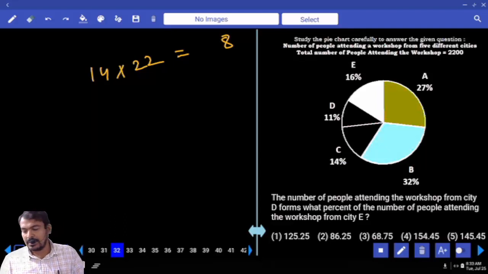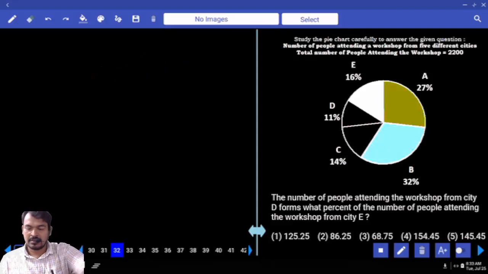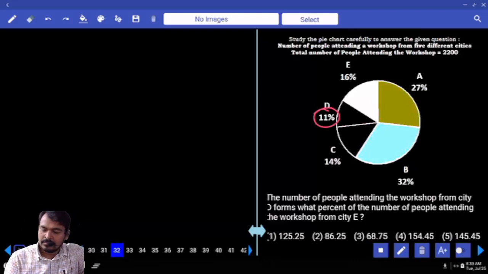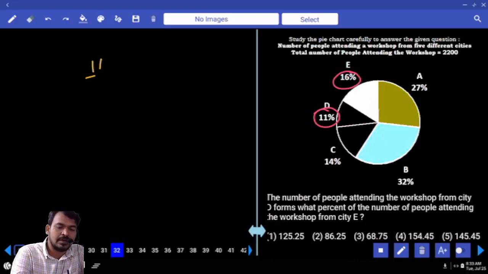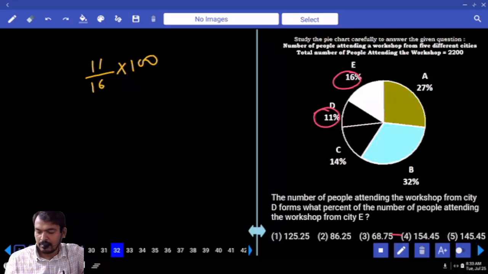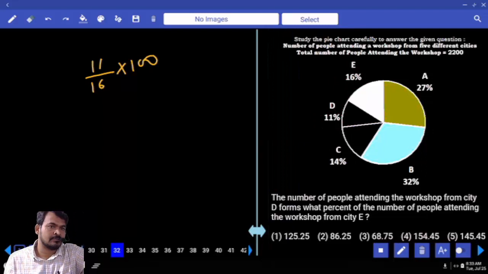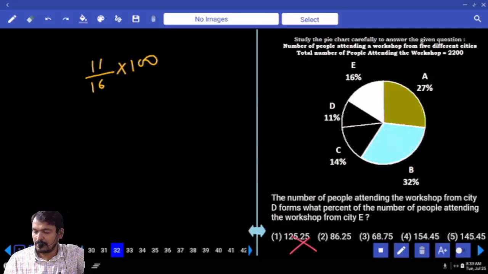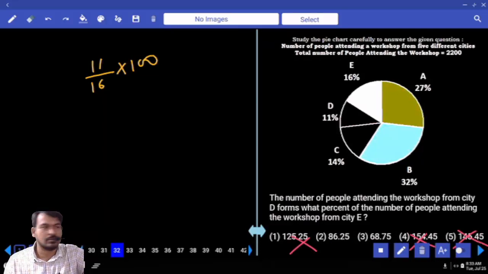Next, question number 32. The number of people attending the workshop from city D forms what percentage of the number of people attending the workshop from city E? What is the D percentage? 11. What is the E percentage? 16. Then we are getting 11 by 16 into 100. And here the numerator is less than the denominator. Definitely the answer should be less than 100%.